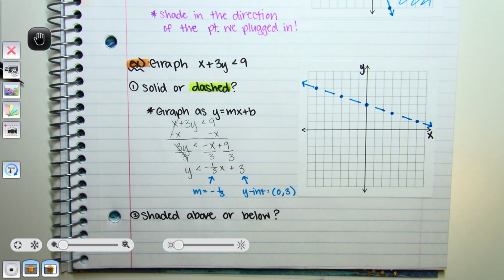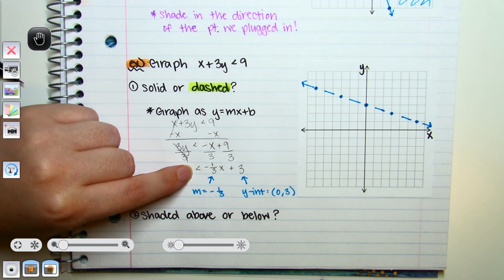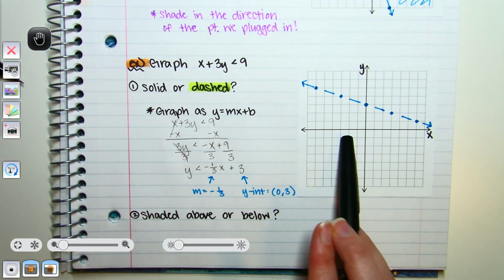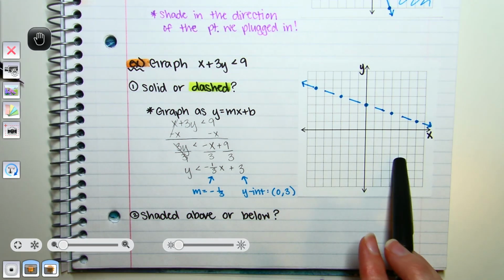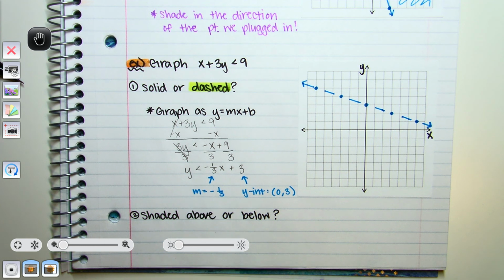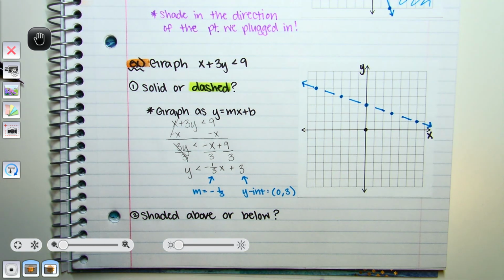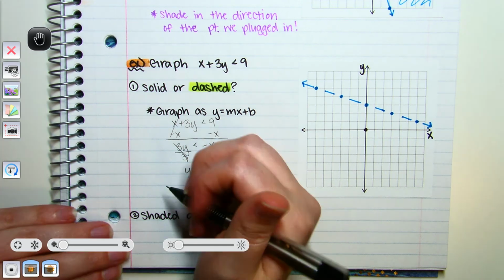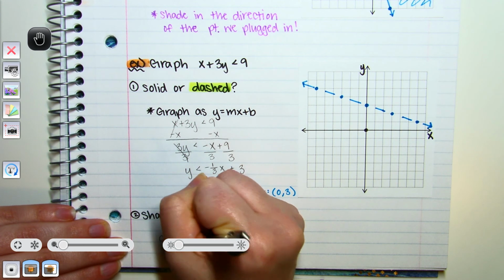Last thing we need to determine is whether this is shaded above or below. So again, this is less than, so I could take a guess and say I'm guessing we're going to shade below this line because it's less than, but I'm still going to double check. So I'm going to choose the point (0, 0) because that's nowhere near touching my line, so I know I'm safe to plug in that point. So let's choose (0, 0).